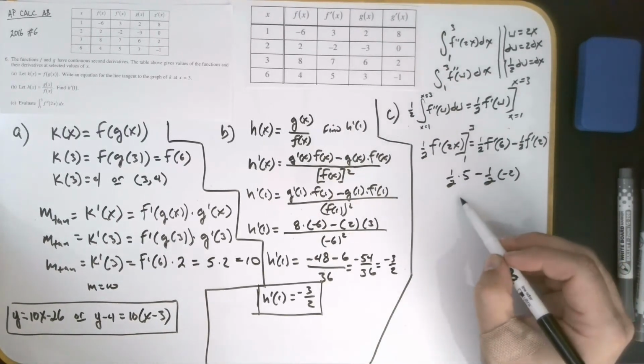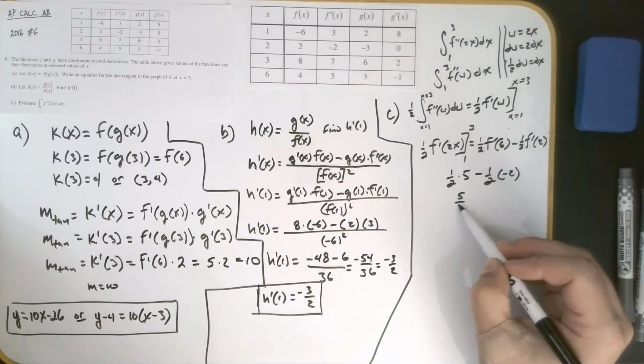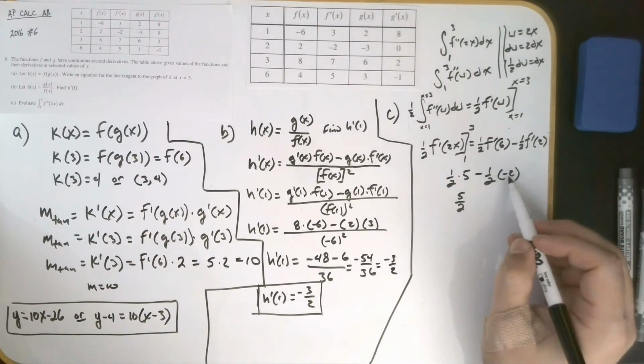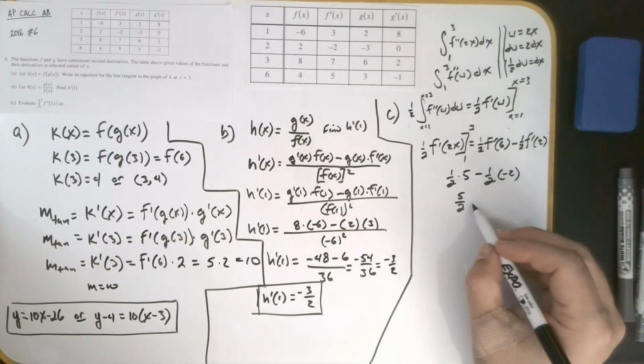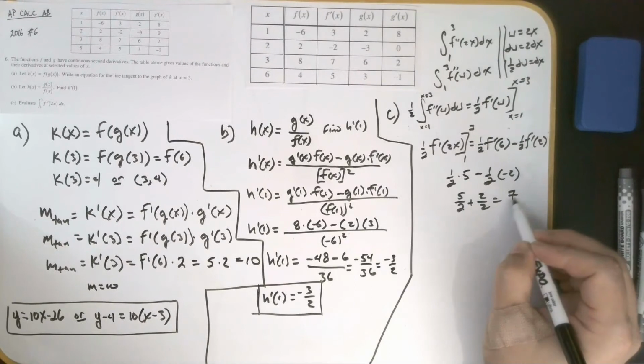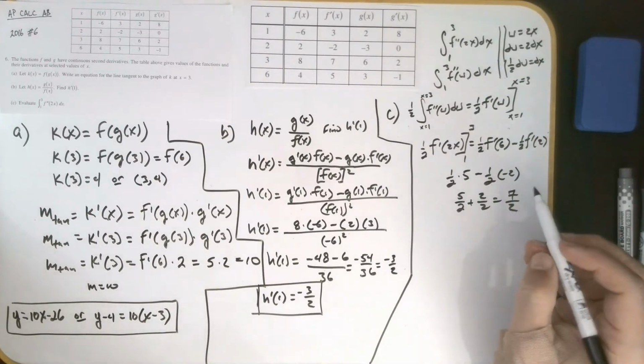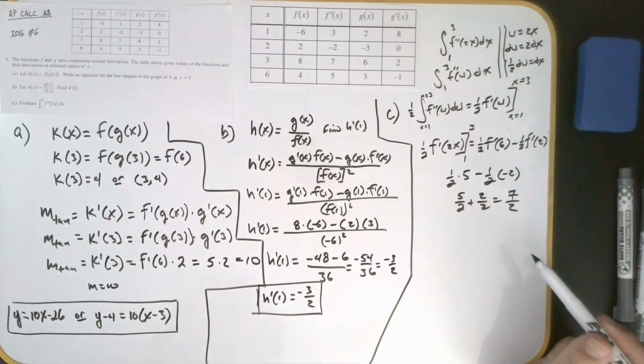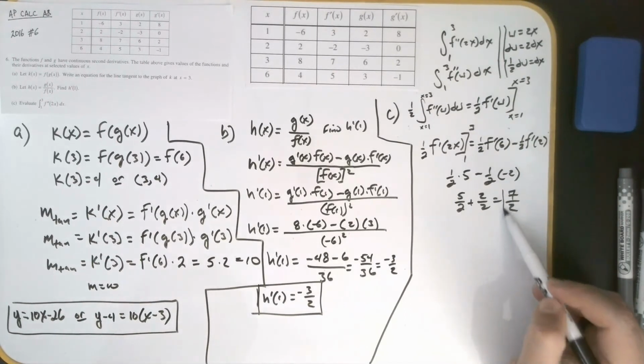So it looks like I'm getting 5 halves, and then over here negative 2. So this is plus 1. So plus 1 would be 2 over 2, and so I'm getting a final answer of 7 halves, which is correct. Now I'm going to polish this off.